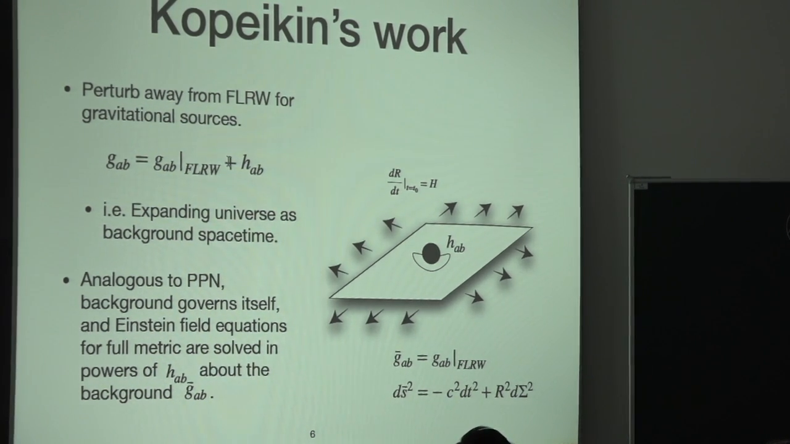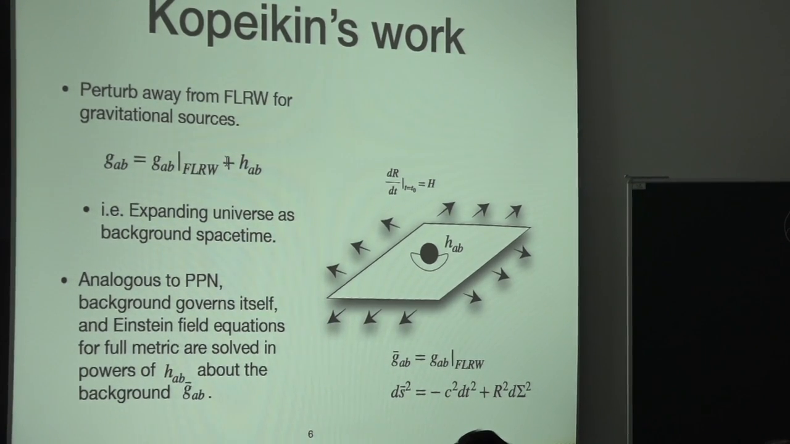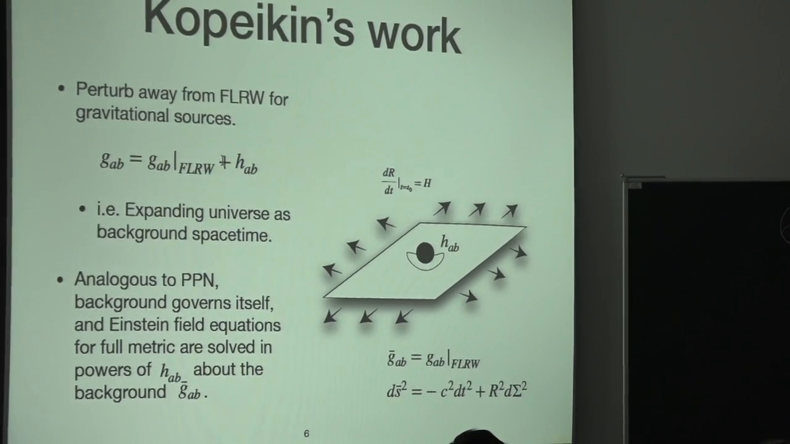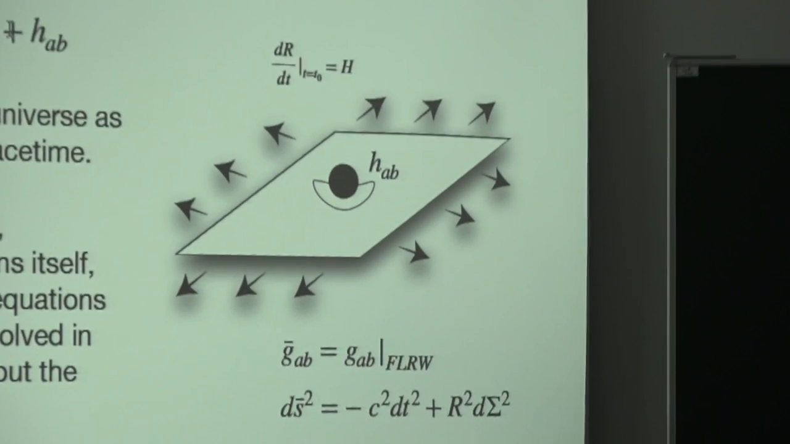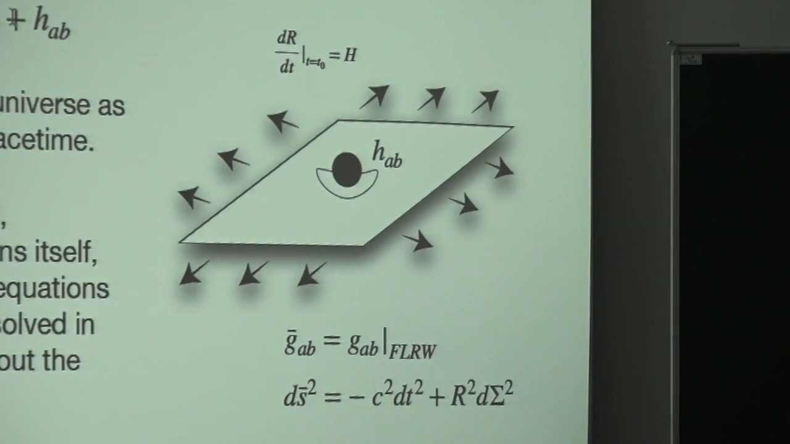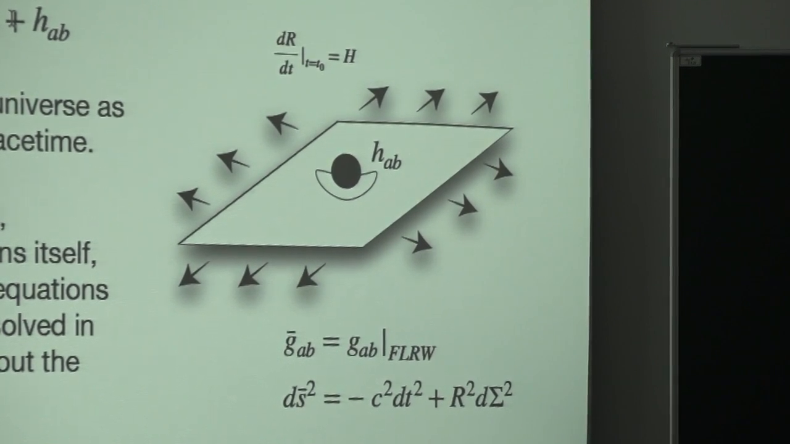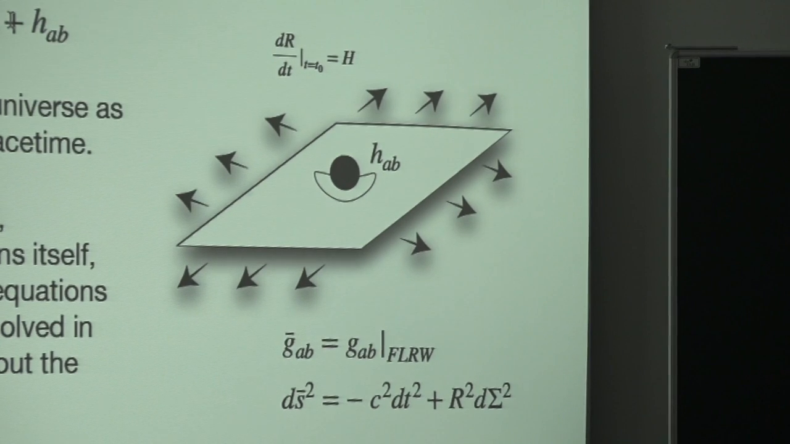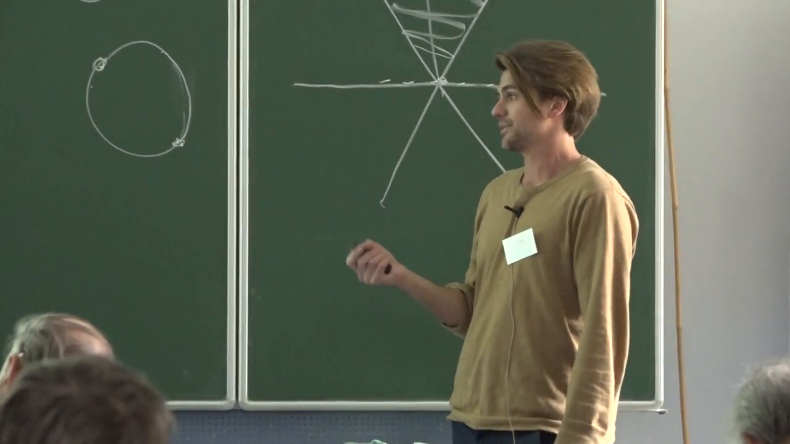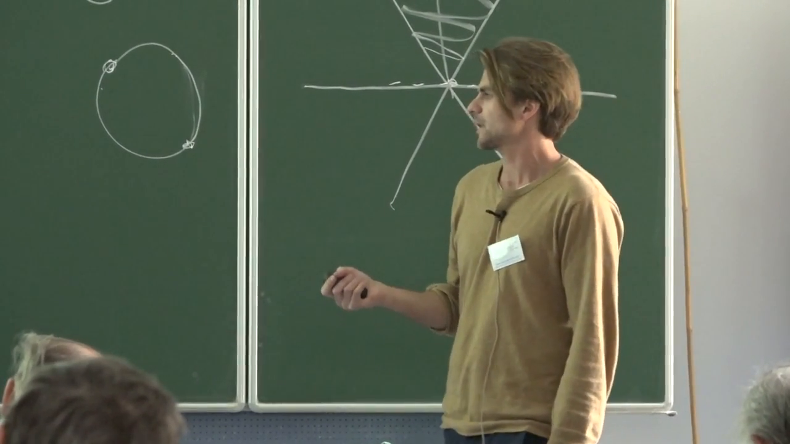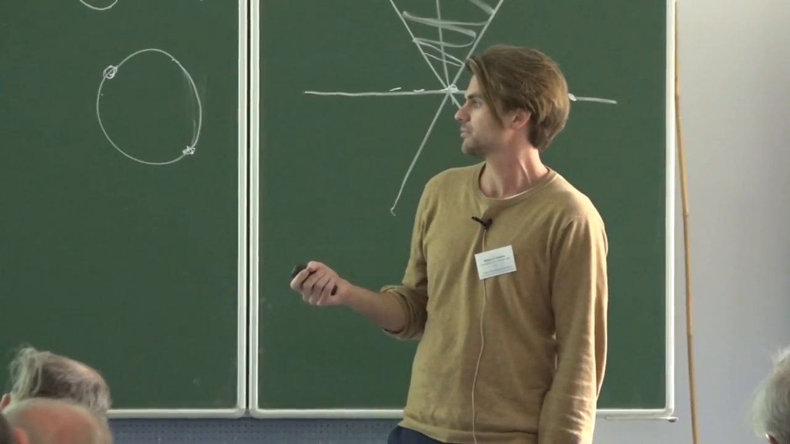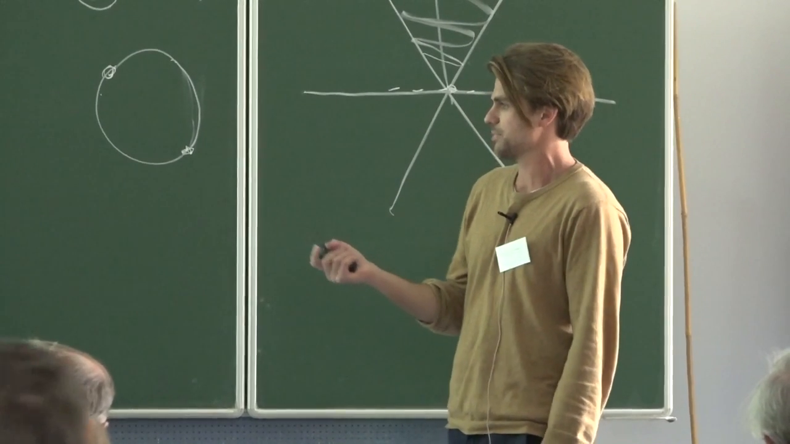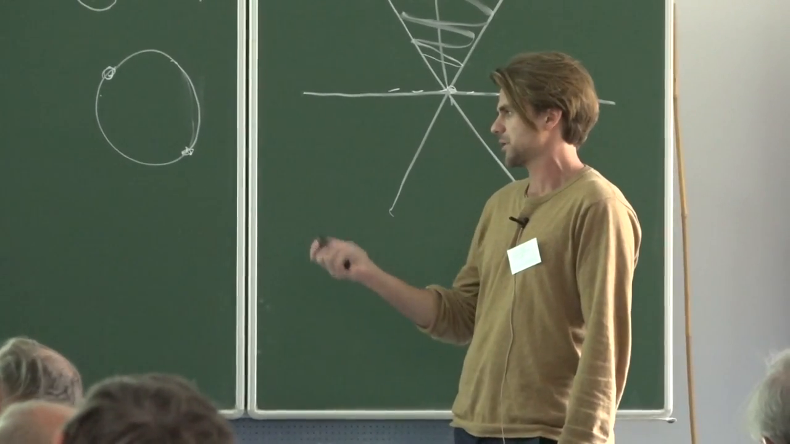So you see in the diagram, the background space-time is now expanding with the metric perturbation in the center again. And analogous to PPN, the background governs itself. So you assume that the perturbation is small enough where it's insignificant to the dynamics of the background. And then the Einstein field equations for the full metric are solved in powers of h_ab about the background metric.